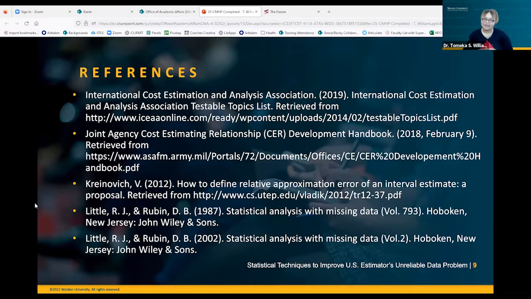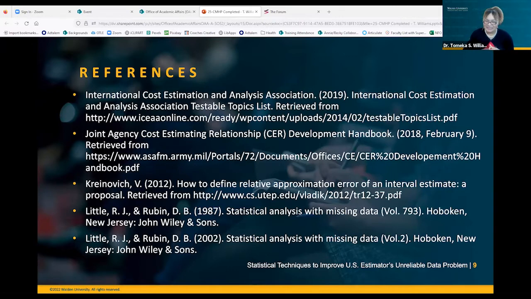The other one I like is the Joint Agency Cost Estimating Relationship Development Handbook. That was very instrumental for me, because it basically said we know that missing data is a problem, but as for how to solve it, just go ask for the data.